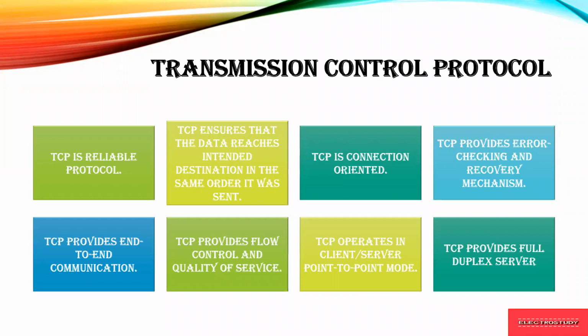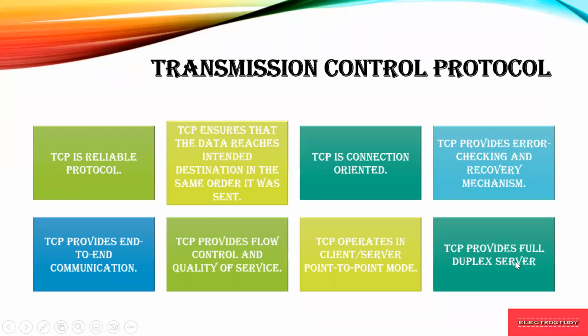So, what is Transmission Control Protocol? It is said to be a reliable protocol, and it is also said to be a connection oriented protocol. In the last video, we have seen that UDP is a connectionless protocol. Now, TCP is said to be a connection oriented protocol. TCP ensures that the data reaches the destination with pakka accuracy. And TCP provides many error checking mechanisms and also flow control mechanisms.